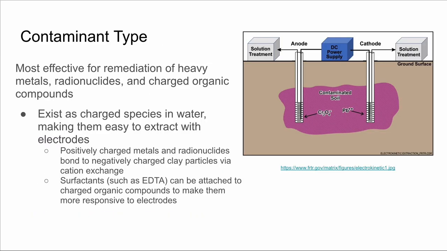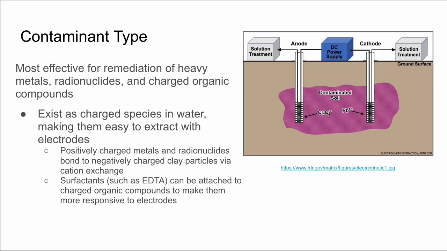Another influencing factor for our process is contaminant type. The most effective for remediation are heavy metals, radionuclides, and charged organic compounds. This is because all three of these contaminants exist as charged species in water, and that makes them easy to extract with electrodes.